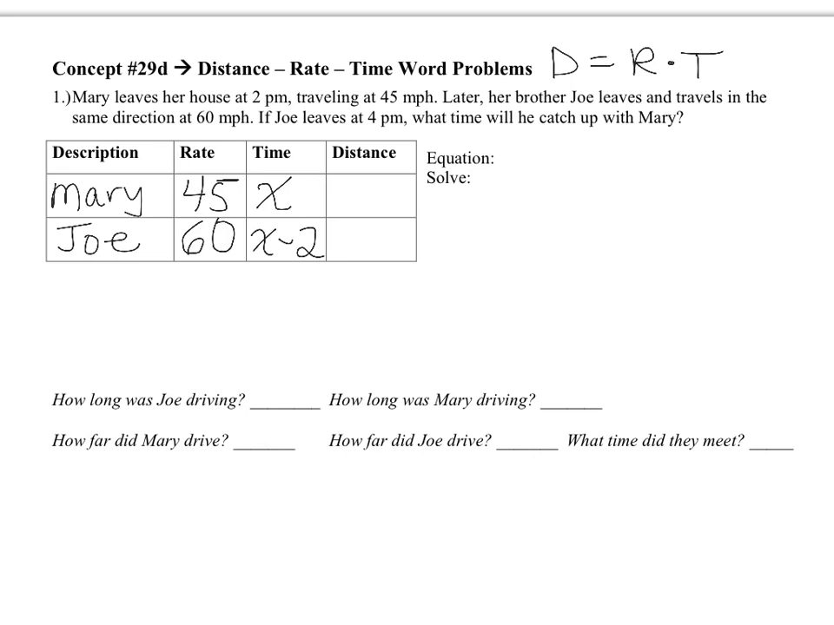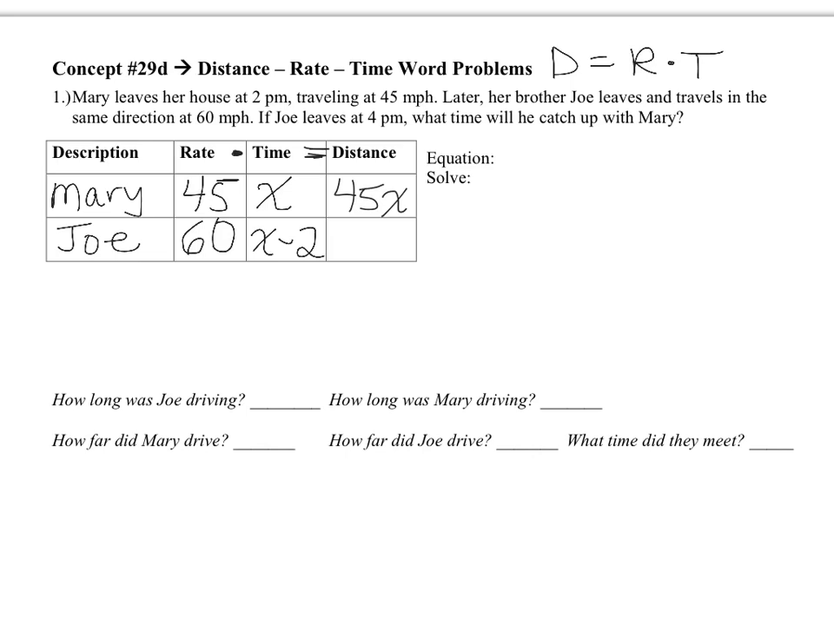All right, so now, distance. The distance column is always, what I want here is the distance of Mary. Well, her rate is 45, her time is X. We get the distance column by doing rate times time equals the distance. So Mary's distance is 45x.